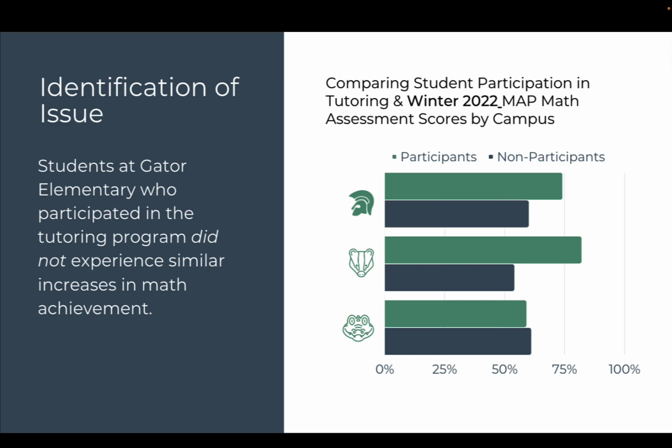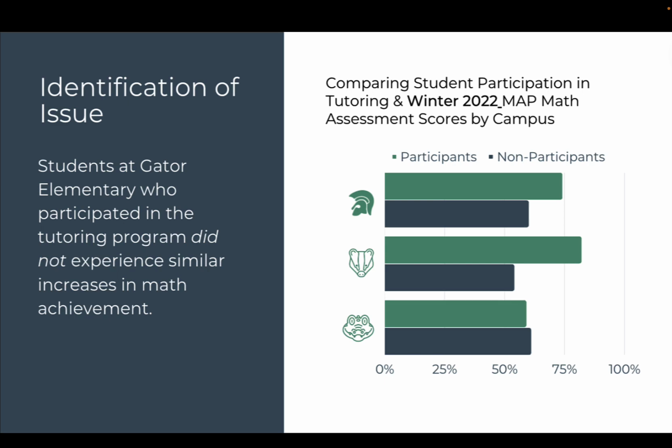That a similar increase in students scoring at grade level was not observed at Gator Elementary. The narrative that would be used to supplement this slide would be something like, after Gator Elementary, another elementary school within Longhorn ISD, saw the impact the tutoring program was having at Badger and Spartan Elementary, they decided to implement the same program beginning in the 2021-22 school year.